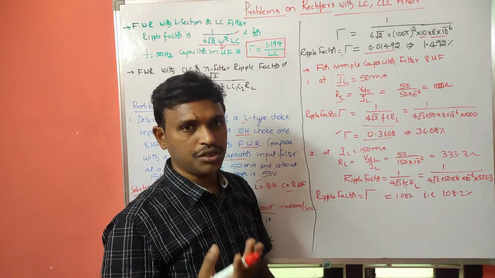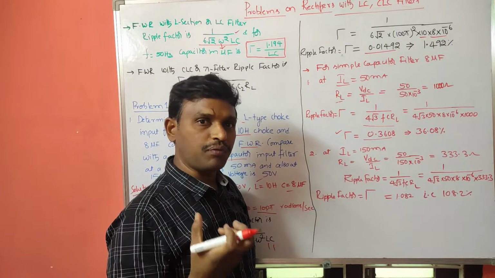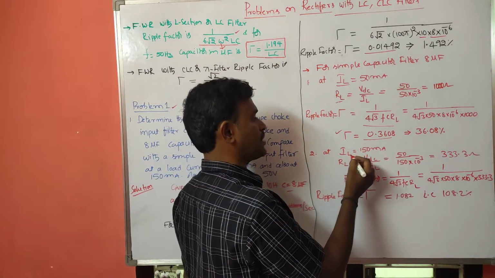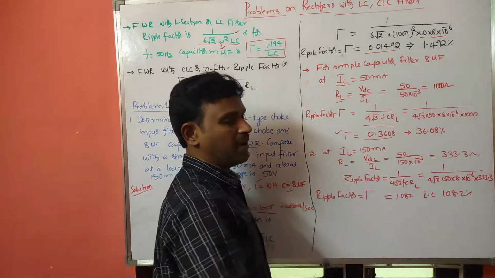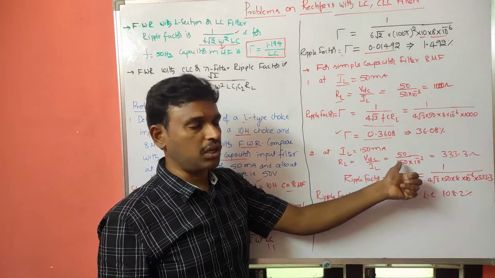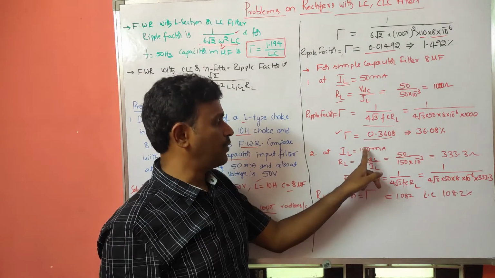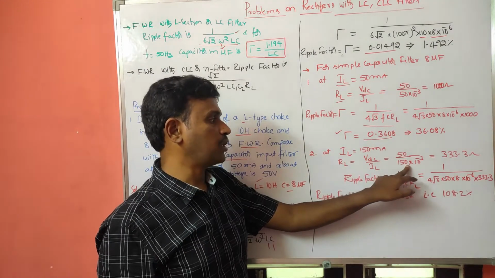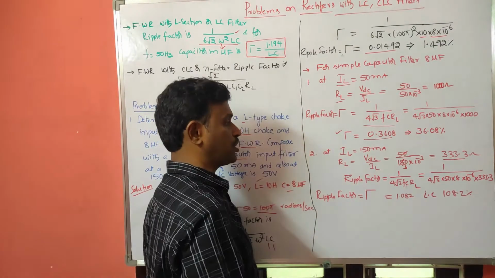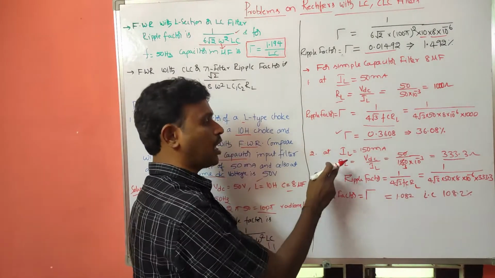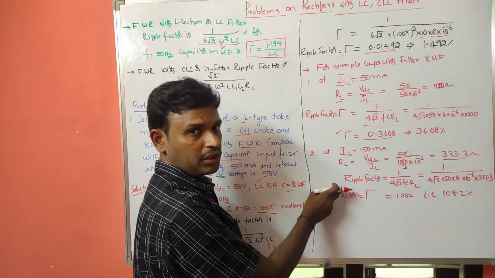Now the same calculation we will do for 150 milliamperes. So therefore IL is given as 150 milliamperes. Therefore RL is equal to VDC by IL. Again VDC is 50 but IL is 150 milliamperes, so that is 150 into 10 power minus 3. So 333.3 ohms. So this is the RL we got. So if you know the RL, you can easily calculate the ripple factor of the filter.